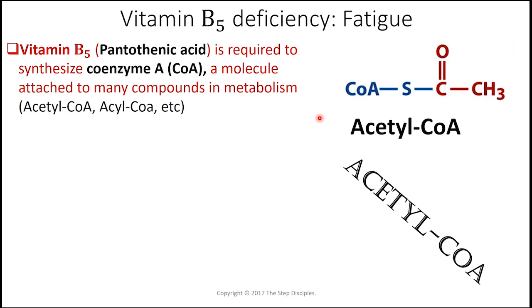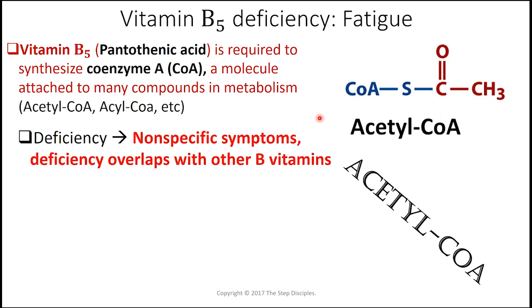Move on from vitamin B3, which is known as niacin, and move on to vitamin B5, which is pantothenic acid. It turns out that pantothenic acid is required to synthesize coenzyme A, or CoA, a molecule attached to many compounds in metabolism, for example acetyl-CoA, which you can also call acetyl-coenzyme A or acyl-CoA, one of the ways that you charge fatty acids to go through beta oxidation.